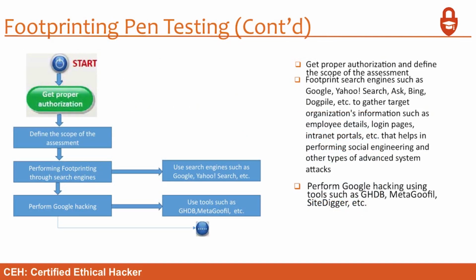So you want to get the proper authorization, you want to define the scope of the assessment. So we're talking about a pen test footprint here. Define the scope of the assessment, perform footprinting through search engines, and perform Google hacking. So scope is a big deal on a pen test. It always tends to creep. And then use search engines such as Google, Yahoo, Bing, whatever you want to use, Dogpile.